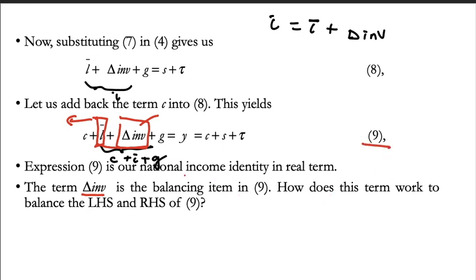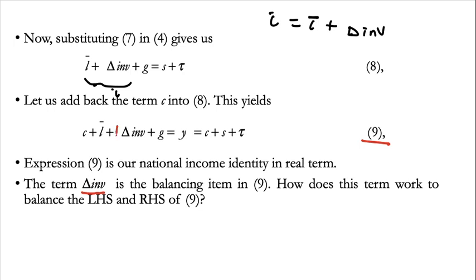So how does it work in this case? Let me erase the mess first. So here, in the equilibrium equation, we can see this term. Look at the equality here. If we want to talk about equilibrium, we know that the left-hand side has to be equal to the right-hand side. Now, what happens if there is an unintended change in inventory here?